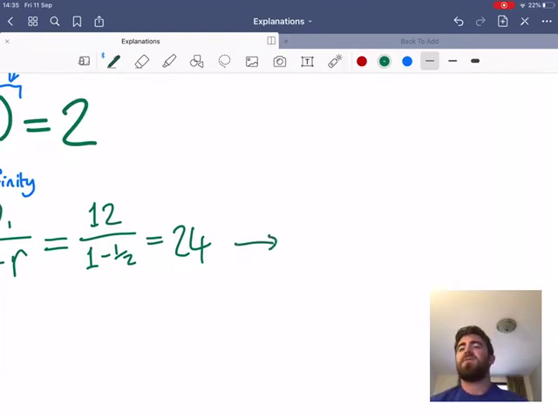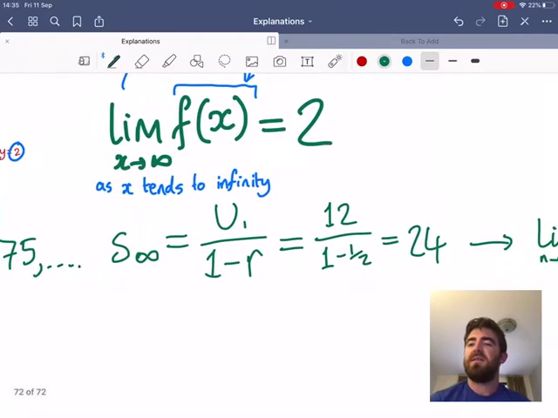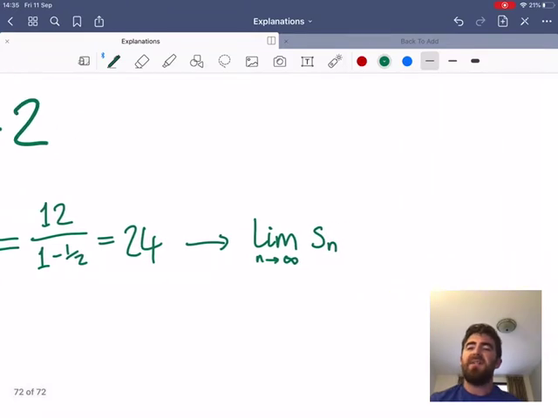But again, what has really happened here? What notation should we be using if we're being properly rigorous? Well, what we're actually saying is, what is the limit of this sum? The limit of this S_n, the sum of n terms, as n tends to infinity. Because you can't really just add up infinitely many things. That doesn't actually make sense mathematically.